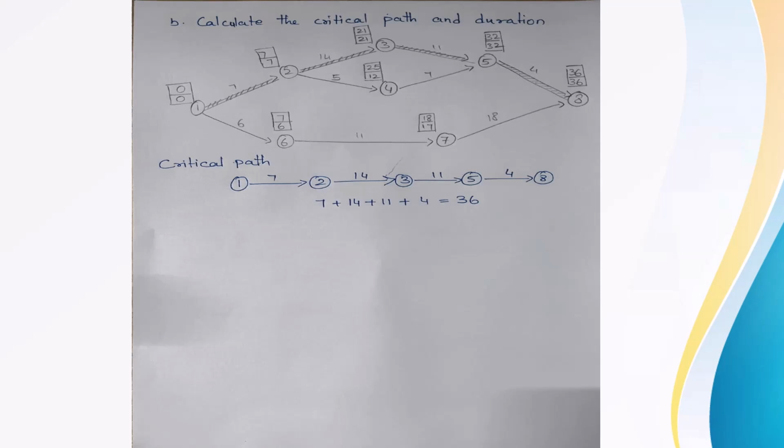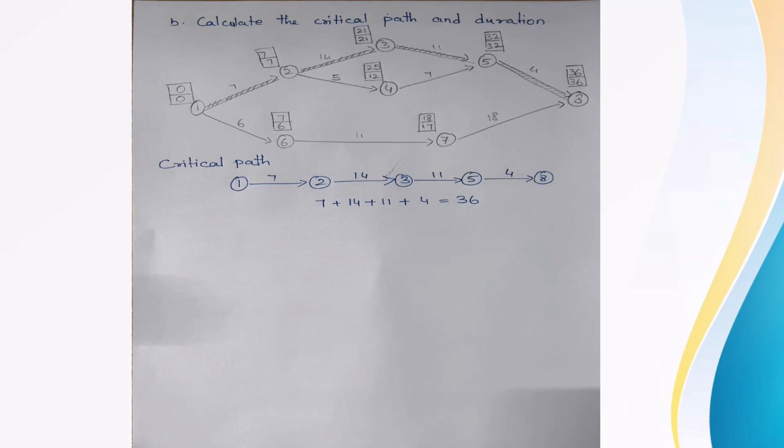Again, we will get a tie from activity 1 to 2 and 1 to 6. Okay, so if I subtract that, the LFT of activity 2 is 7 minus the duration of activity 1 to 2 is 7. So 7 minus 7 is 0. The LFT of activity 6 is 7. The duration of activity 1 to 6 is 6. So 7 minus 6 is 1. When we compare 0 and 1, the minimum value is 0. So we will consider the LFT of activity 1 as 0.